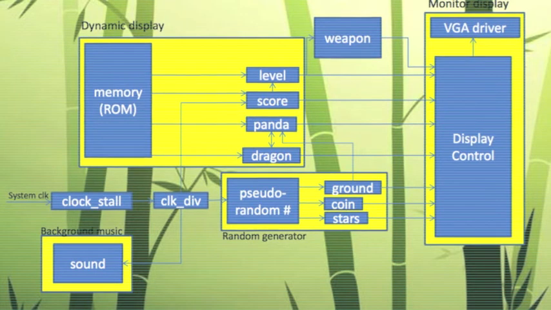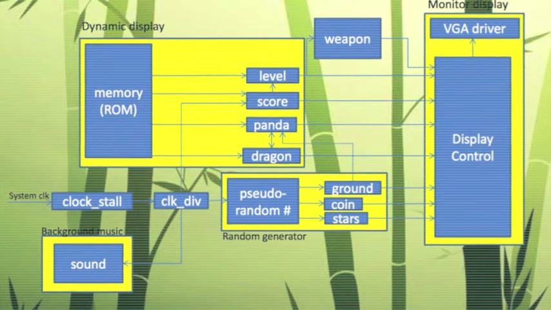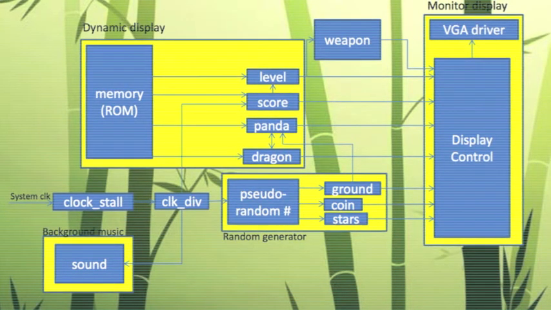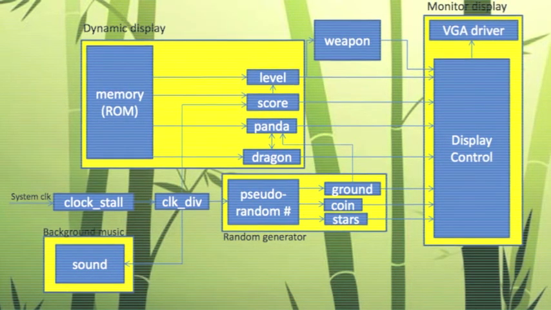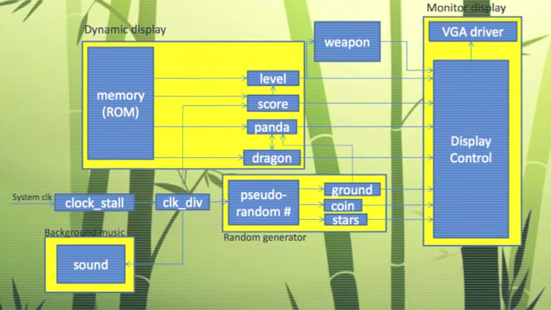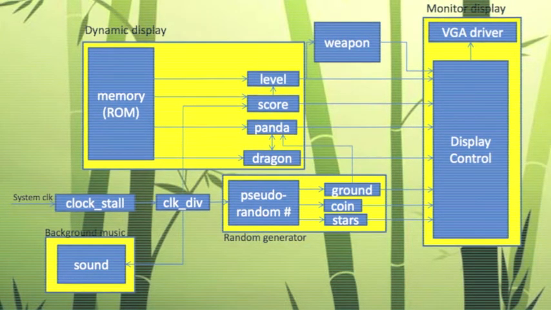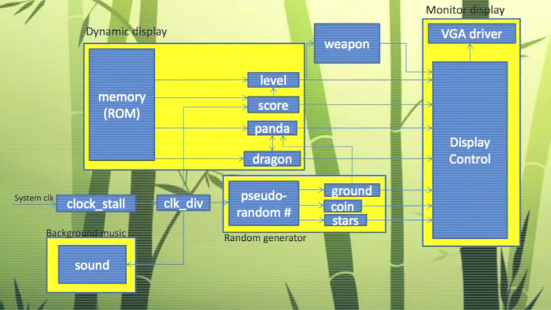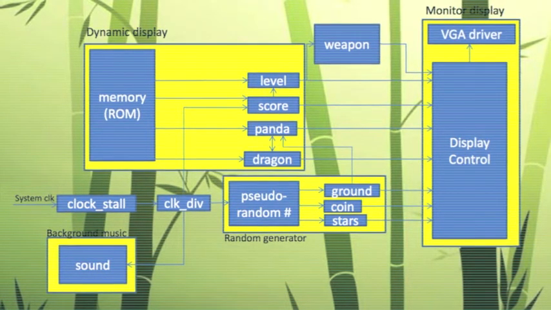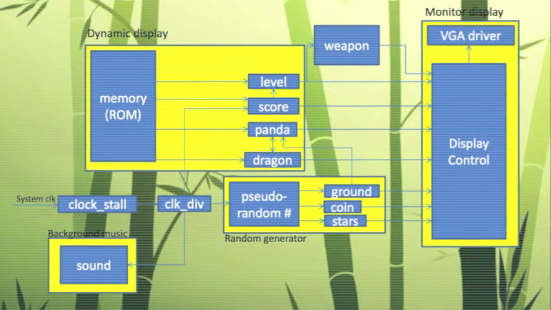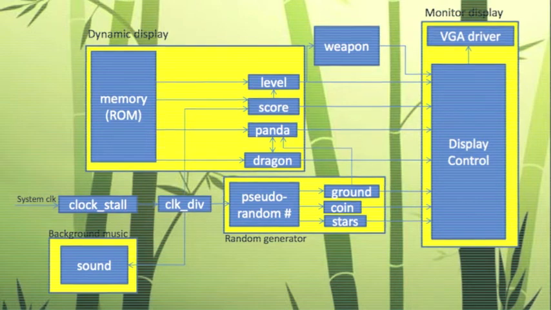Besides, the sound module works by selecting different frequencies to be sent to the speaker. The different combination of frequencies consecutively is actually what makes the background music you hear. The random number generator lets the ground, coin, and star modules appear in a statistical fashion. So basically, all those modules combine together to manipulate the pixels displayed on the monitor, and that is what makes our game what it appears to be like.